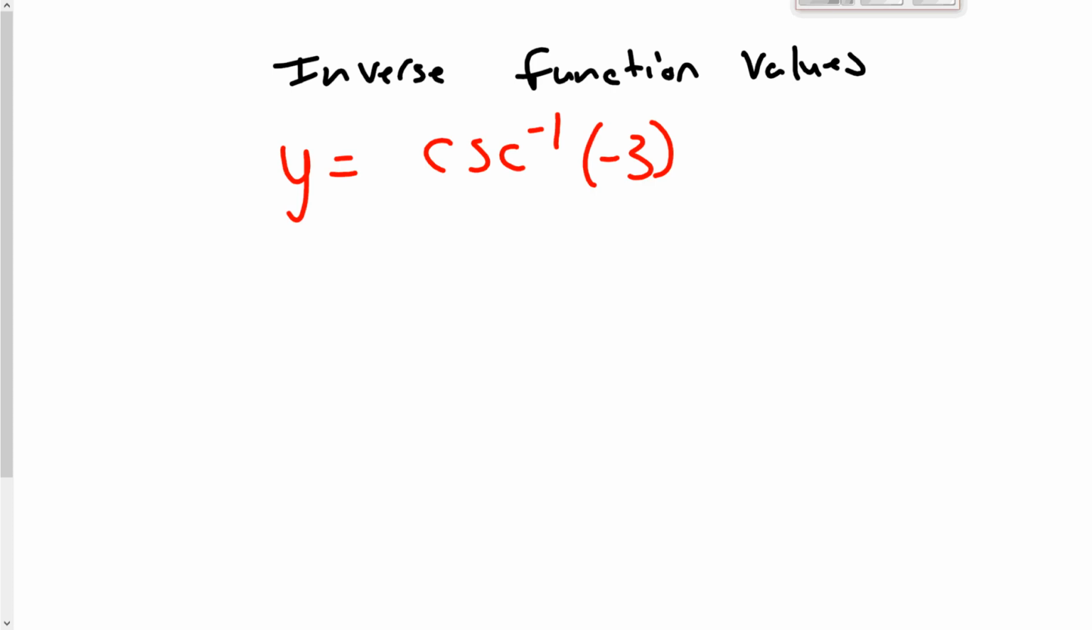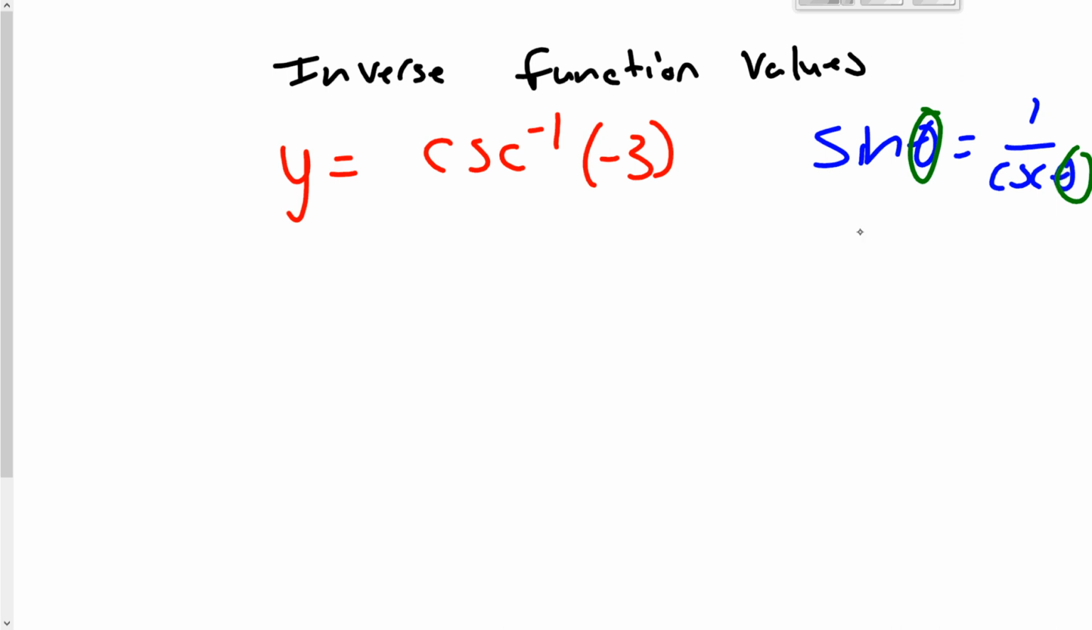Okay, so we're finding the inverse cosecant of -3. Since this is the reciprocal of sine, I'm not going to do 1 over cosecant for sine, because remember, sine of theta equals 1 over cosecant of theta. So the theta does not change, right? I don't flip my answer here.